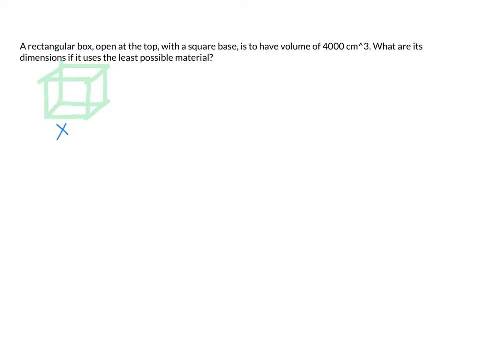And you can just call the base dimensions x. Since this is square, it's going to be x by x, and then you can call your height y since it's a rectangle. So then your expression for the surface area of the box would be the bottom, which is x squared, plus the surface area of one of these sides, which would be xy, times all four sides and not the top because it's open at the top, so 4xy, and that's your total surface area.